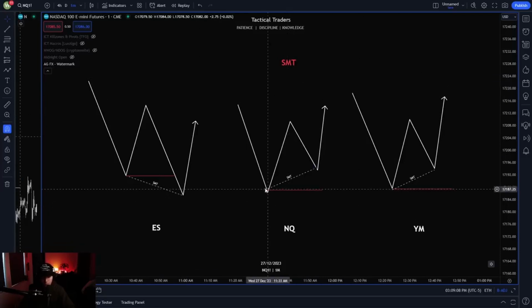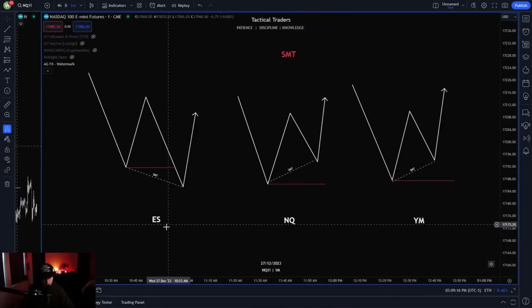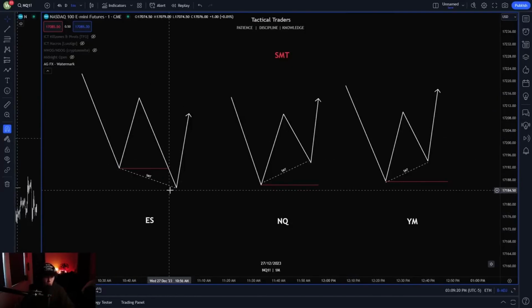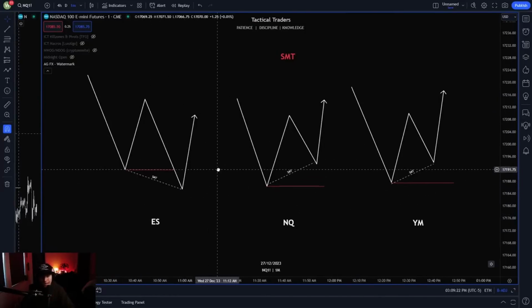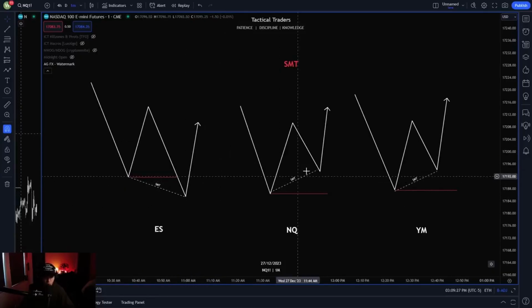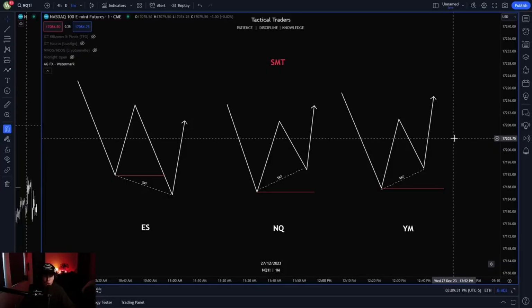Now, in this example, you can see ES is ending up making a lower low, while NQ makes a higher low, and YM also makes a higher low, right? So we can talk about the E-mini, the NASDAQ, and the Dow. When ES ends up selling off, creating a lower low, it creates an SMT divergence, right? The divergence between indices because ES is making a lower low, while NQ and YM make a higher low. This is a bullish divergence.